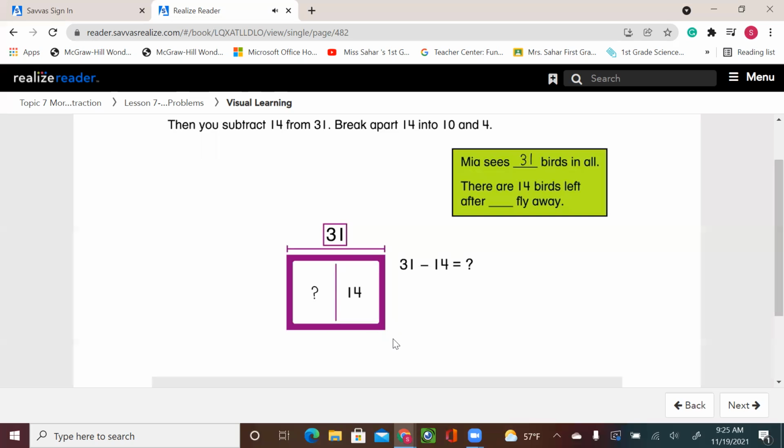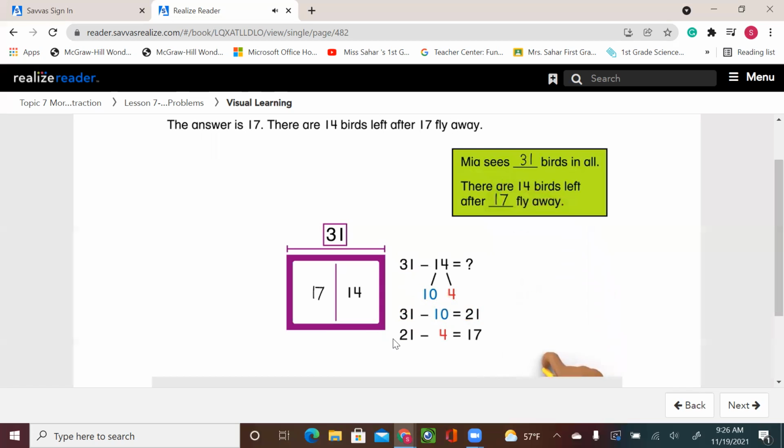Break apart 14 into 10 and 4. 31 minus 10 equals 21. 21 minus 4 equals 17. The answer is 17. There are 14 birds left after 17 fly away.